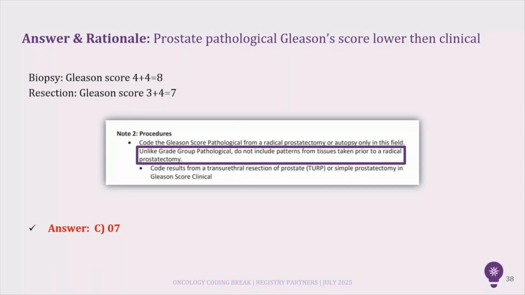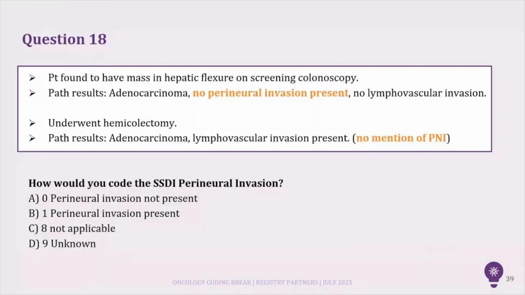Okay, next one. So patient is found to have a mass in the hepatic flexure on colonoscopy, and the path results show adenocarcinoma, no perineural invasion present, no lymphovascular invasion present. So the patient underwent surgery, hemicolectomy, and now the path results show adenocarcinoma and lymphovascular invasion is present, but no mention of perineural invasion on this path report. So how are we going to code the perineural invasion when there was none on the biopsy and no mention on the path report?